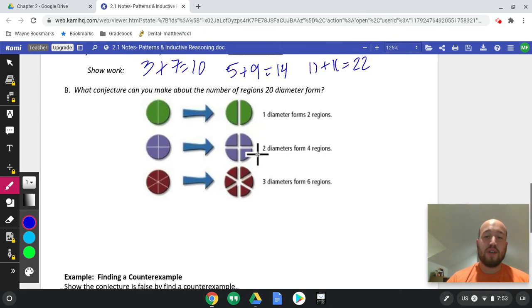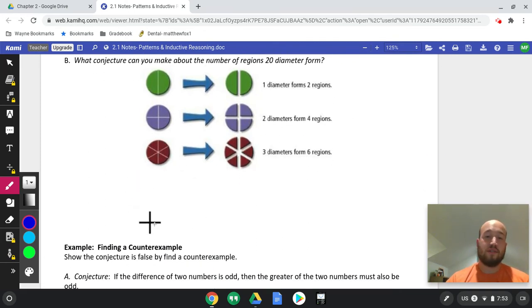If you wanted to, you could keep drawing this, or you could draw a circle and draw through 20 times, but that's going to be difficult. Instead, we want to look for a pattern. So 1 gives us 2, 2 gives us 4, 3 gives us 6. Hopefully you guys can make the conjecture that 20 diameters will give us 40 regions.